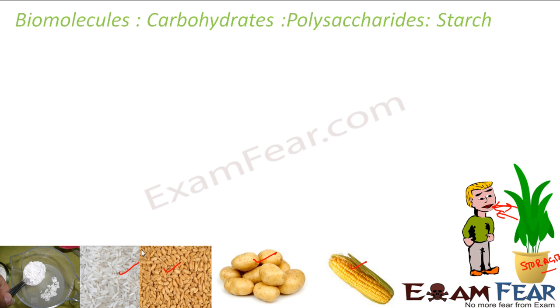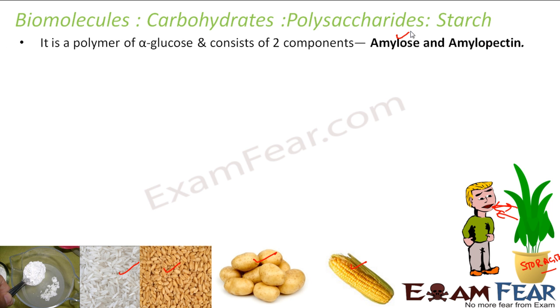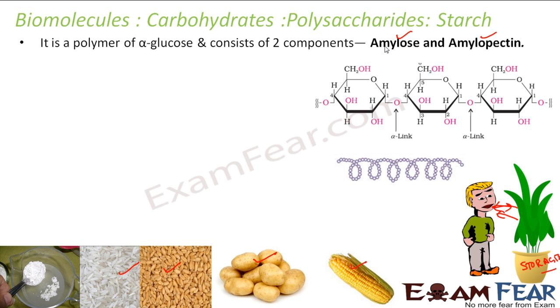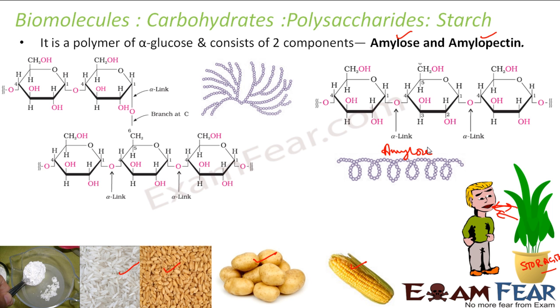It actually consists of two things: amylose and amylopectin. Actually, there are two different types, you can say, of starch. Amylose is water soluble. If you see, this is my amylose and this is my amylopectin. This is water soluble, and amylopectin is water insoluble.